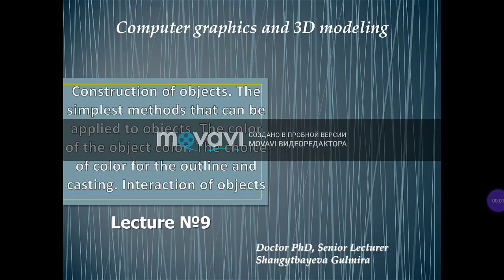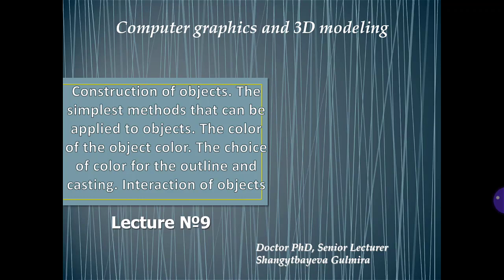Graphics and 3D modeling. Lecture number 9. Construction of objects. The simplest methods that can be applied to objects. The color of the object. The choice of color for the outline and casting. Interaction of objects.